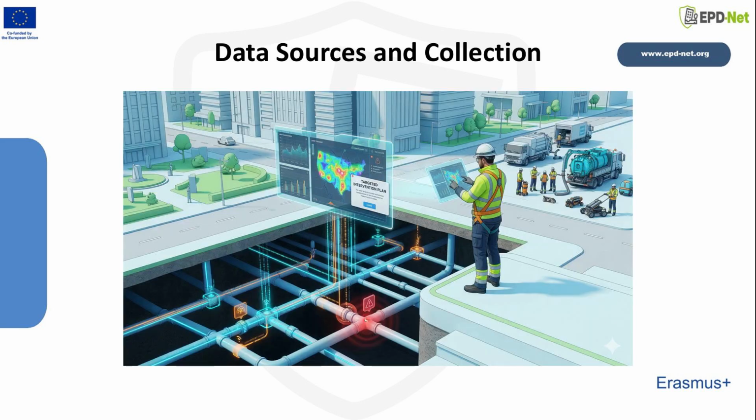GIS and asset databases complement operational data by providing spatial context. Infrastructure assets and their attributes are stored and visualized within GIS, allowing operational measurements to be linked directly to specific network locations. This spatial integration is essential for accurate analysis and effective intervention planning.